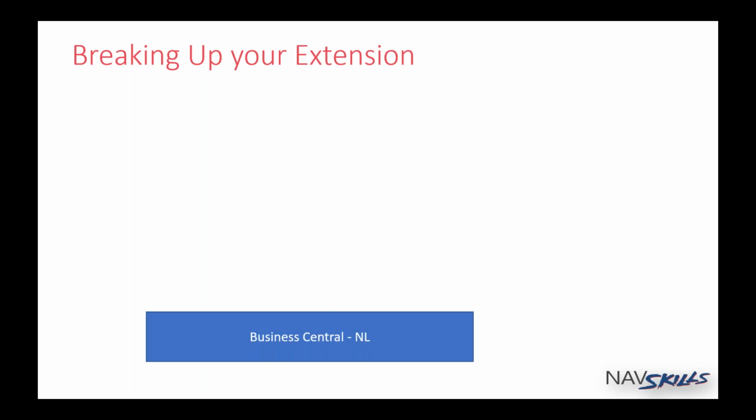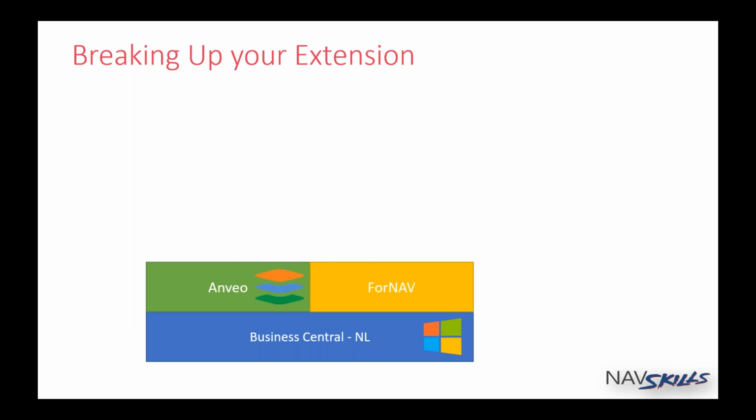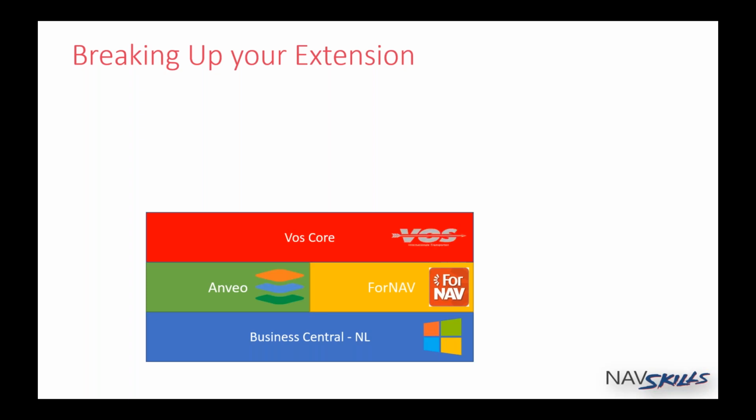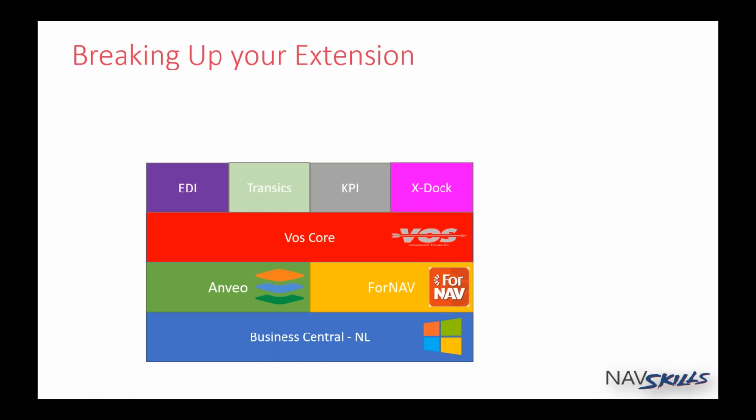Breaking up your extension. If you convert your solution, in our case, we ended up with an extension that had 2,000 objects. This is not easy to maintain, so we decided to start breaking up our extension. Of course, our extension has a dependency on Anveo and ForNAV. I'll talk a little bit more about that later when we talk about the demo. Then we have our core, which is our base transport management system. But then we have subsystems like EDI, board computer interface, management information, warehouse document, and all of those things.